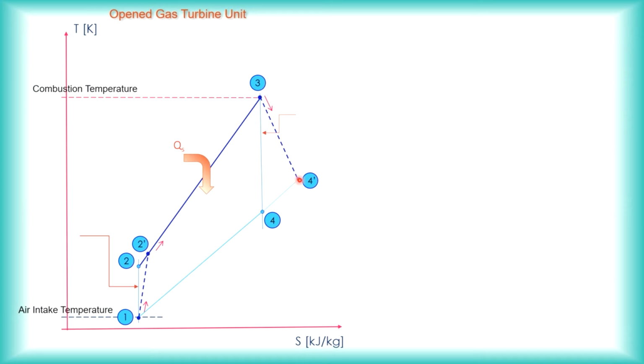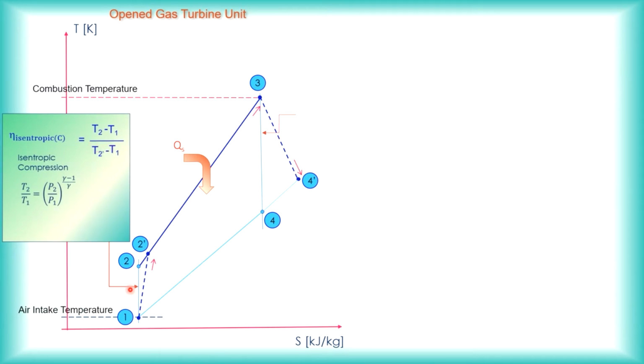So it stops at 4 prime, and then the hot gases will be exhausted. For our studies it will be exhausted to the surroundings, because we are not looking at a combined power cycle yet. So that is how the actual cycle moves for the open gas turbine unit. It goes from 1 to 2 prime, 2 prime to 3, and from 3 to 4 prime.